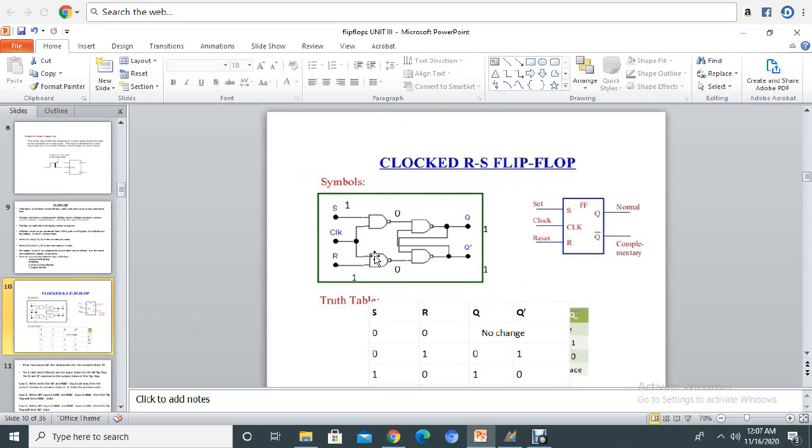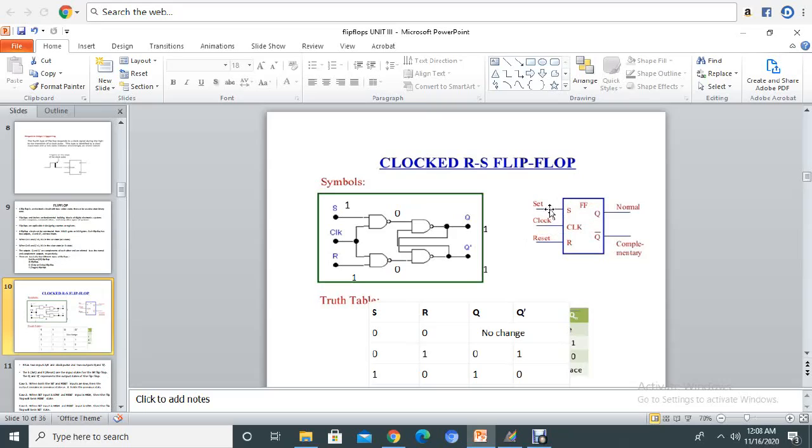This is the circuit for RS flip-flop. This is the symbol for RS flip-flop. RS flip-flop consists of two inputs and two outputs. To activate flip-flop, we have to apply clock.